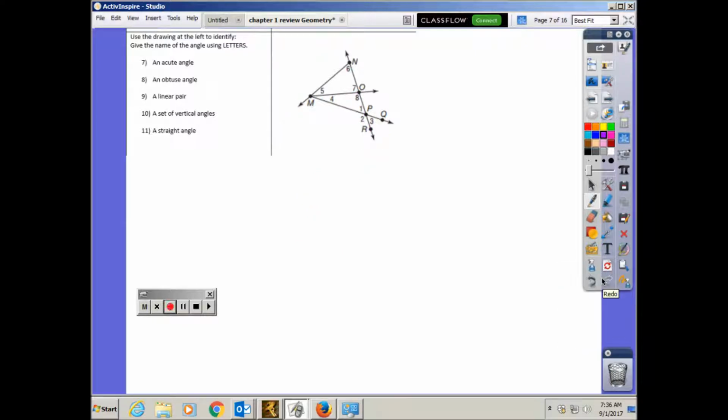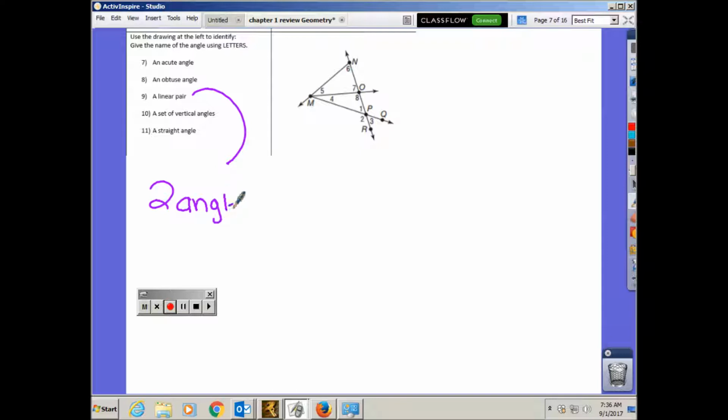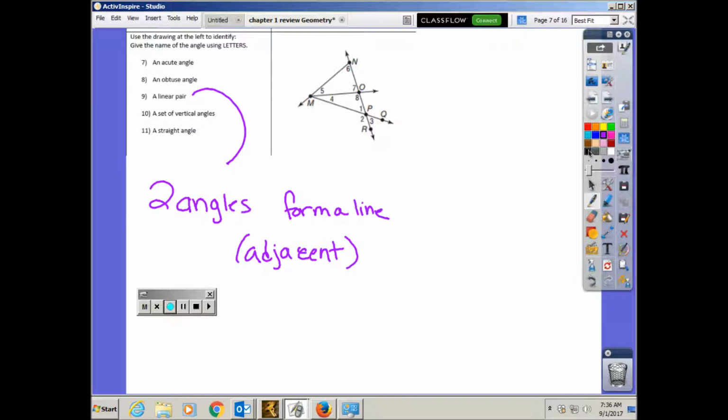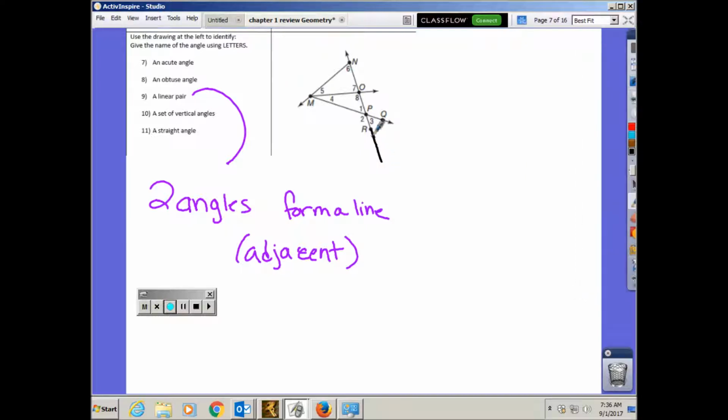Now a linear pair means two angles that form a line, so they're going to be adjacent. And as I said earlier, usually one of them is acute and one of them is obtuse. So sometimes the easiest way to do it is to color over a line. Do that in black. I'm going to go over that in a color in a minute.